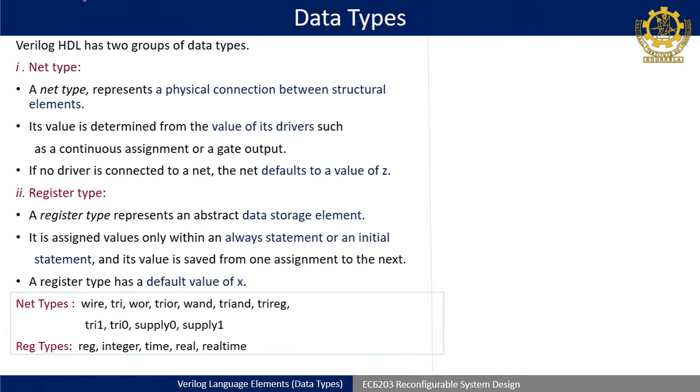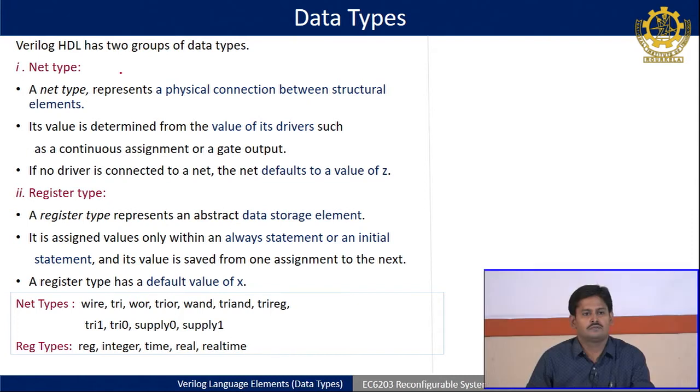We have seen that there are two types of data types supported. One is called net type, another is called register type. Net type is a physical connection between two structural elements, and we have to remember that the default value for net type is Z. Similarly, a register type is used as a data storage element, and the default value for this is X. So these two we need to remember.